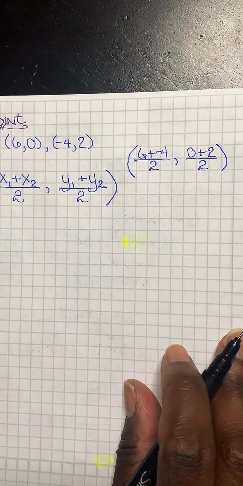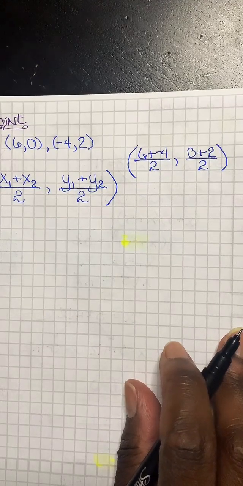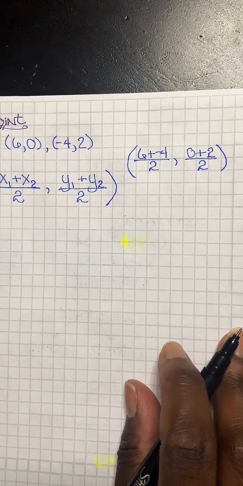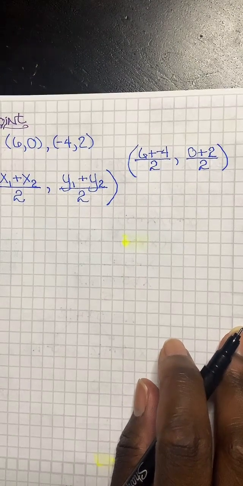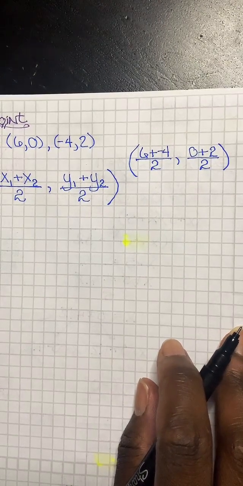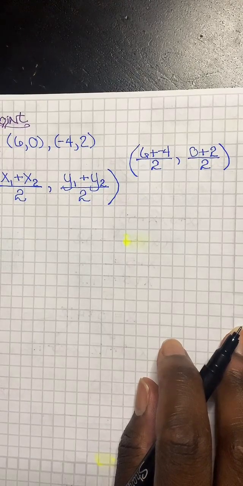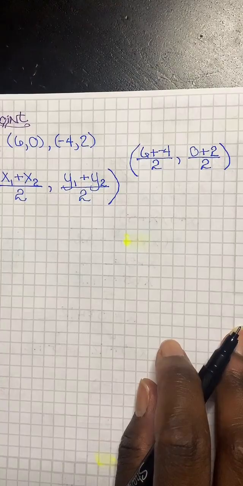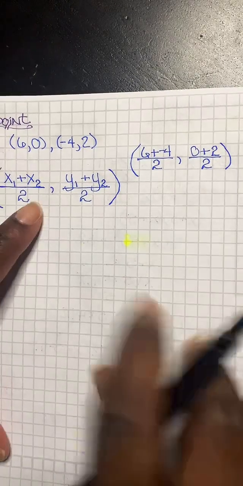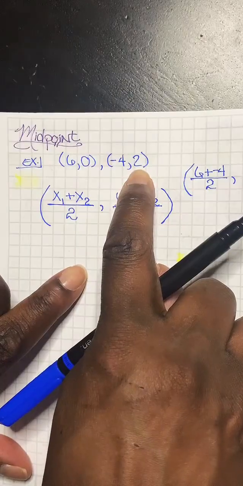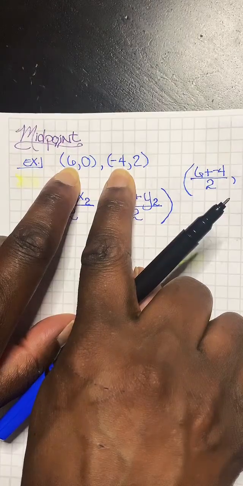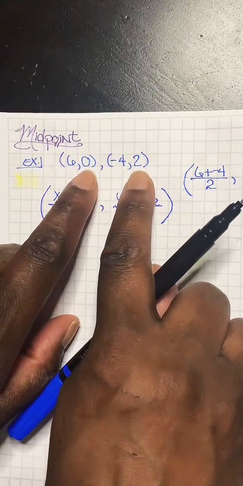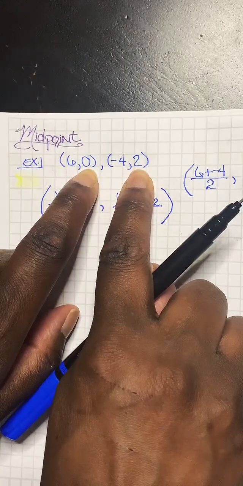Right now I'm finding the midpoint of segments. Are my x's and x's? No. Hi, Nurse Green. How are you? Where did the 2 come from? The 2 came from my y value. So I'm adding my x's, which is 6 plus -4, divided by 2. Then I'm adding my y's, 0 plus 2, divided by 2.